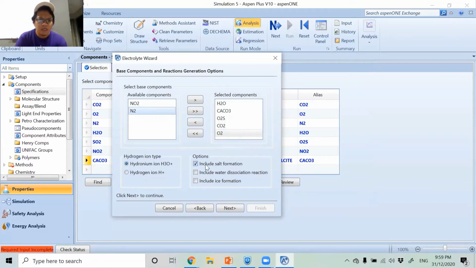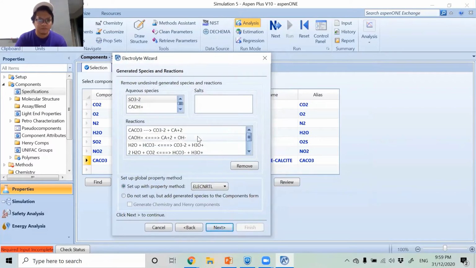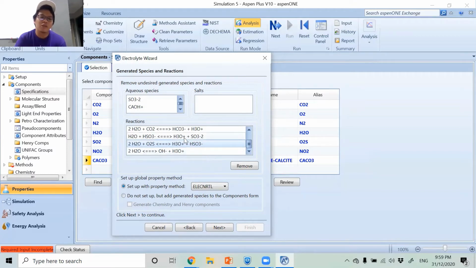And then I'm going to include the water dissociation reaction, and I'm going to deselect the include salt formation option. And then I'm going to hit next. So basically, these are the possible reactions generated by the electrolyte wizard. You can add, you can remove, you can review if you want. I decided not to do anything. So I'm not going to delete or add any reactions. I'm just going to keep everything the same, and then hit next.